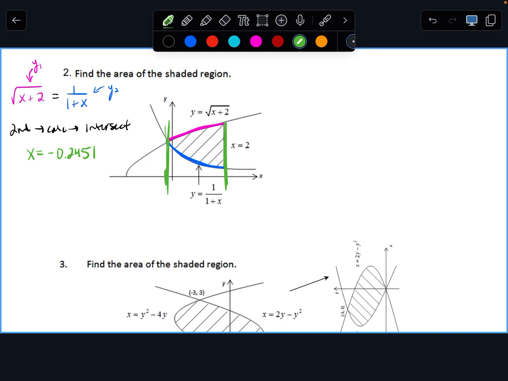Okay, so you're going to do square root of x plus 2. And then, I don't want to erase my derivatives. So then you're going to do the other one, 1 divided by 1 plus x. Close graph.